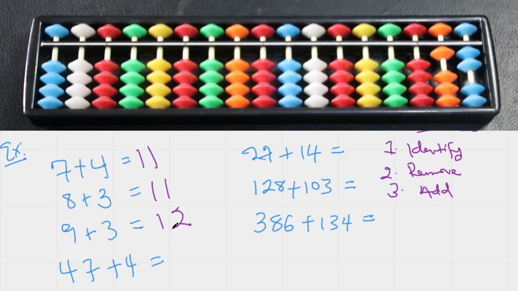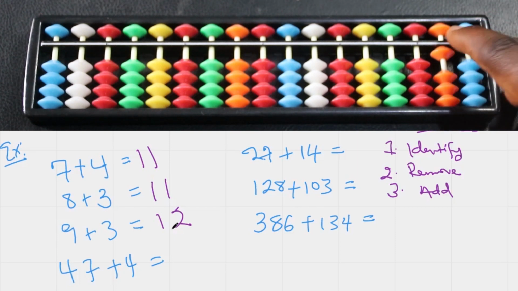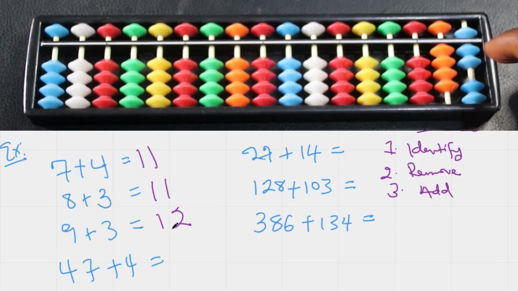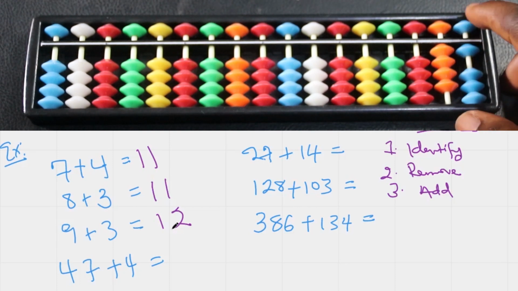47 plus 4. Place 4, 7 on the abacus and then add 4 to it. We want to add 4, but we'll ask ourselves, what is the 10 component of 4? The 10 component of 4 is 6. So what are we going to do? We remove 6 and add 10. So remove 6. We want to add 10.